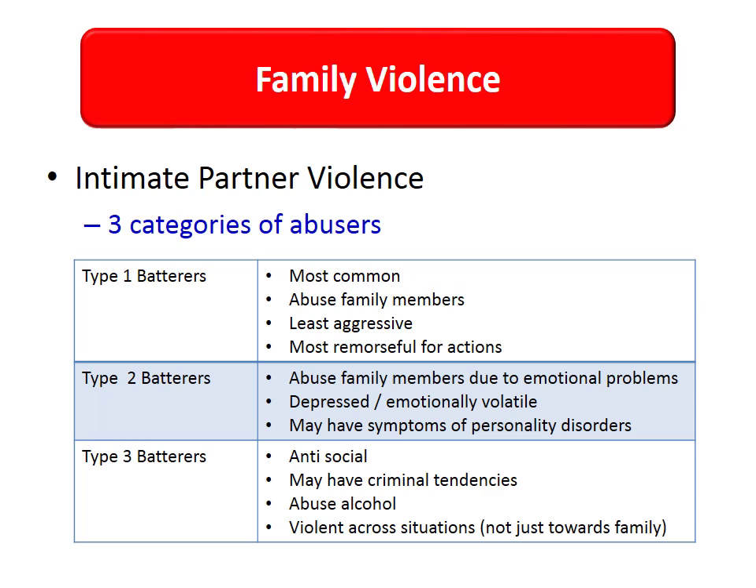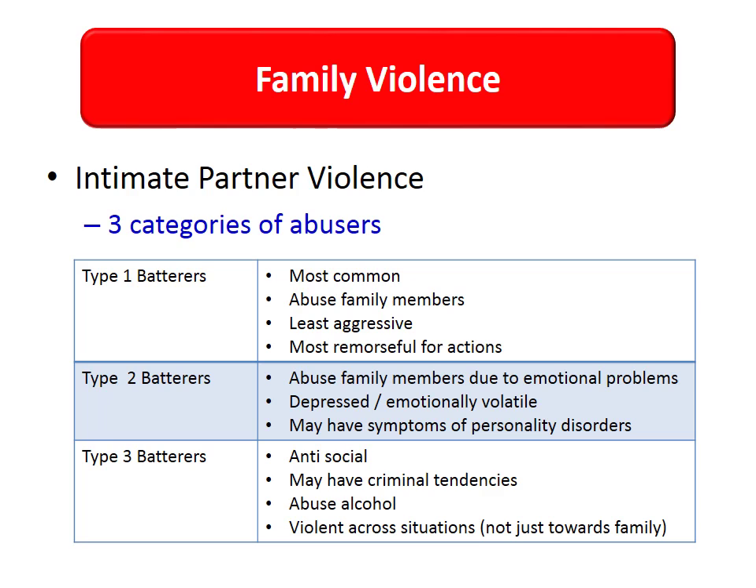In the case of intimate partner violence, research has identified three categories of intimate partner batterers. The characteristics of each type of batterer is summarized in the table above. The most common type of batterer is actually type 1 batterers, where the perpetrator abuses family members. Usually the abuse is not as violent or extensive or as intensive, and the perpetrator is usually very remorseful for his actions after the incident is over.